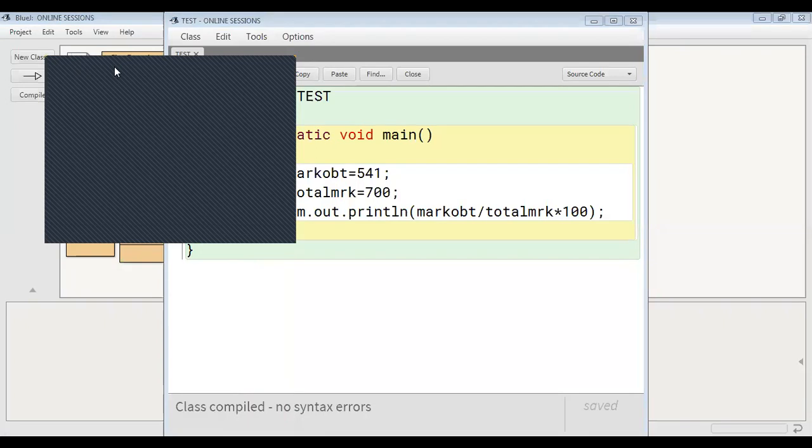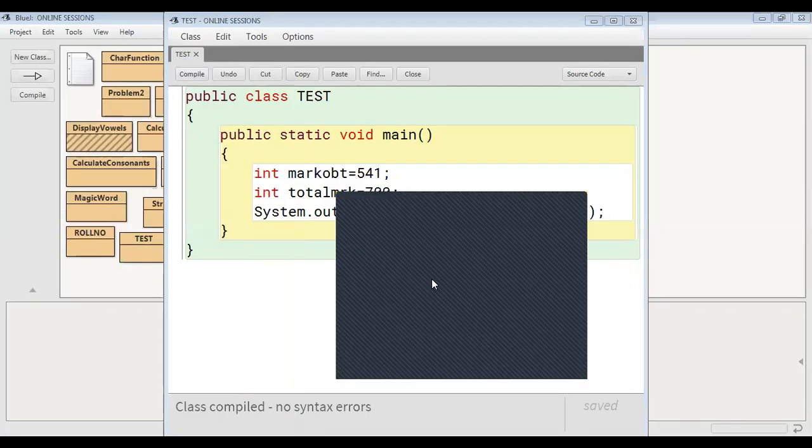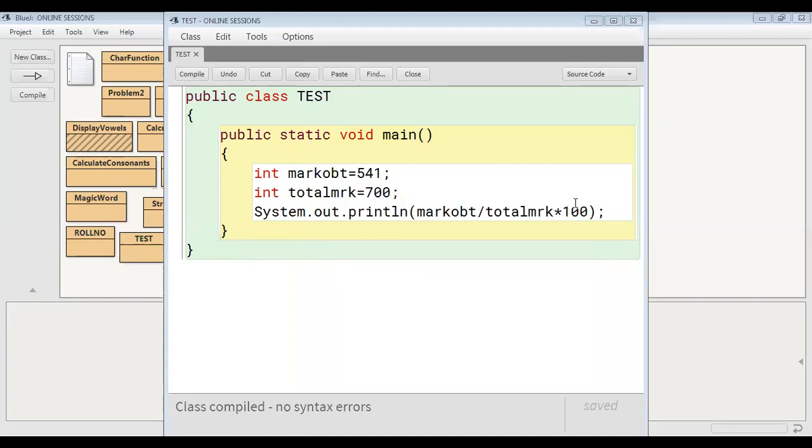Okay, so now what I'm doing, 541 divided by 700. What's the answer? You find the answer is coming 0.7728. But 0.7728, if the computer takes the integer part of it, it will be only 0. And 0 is multiplied by 100. What's the answer? The answer is 0. So that's why your percentage is going wrong.